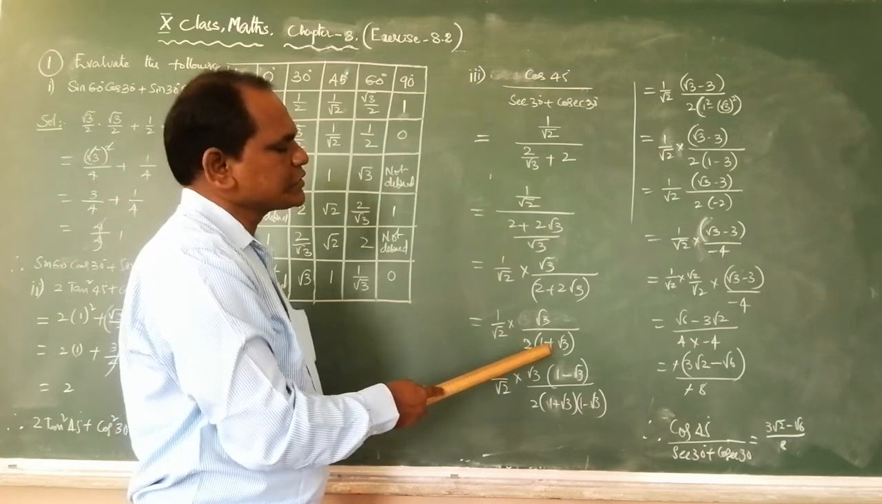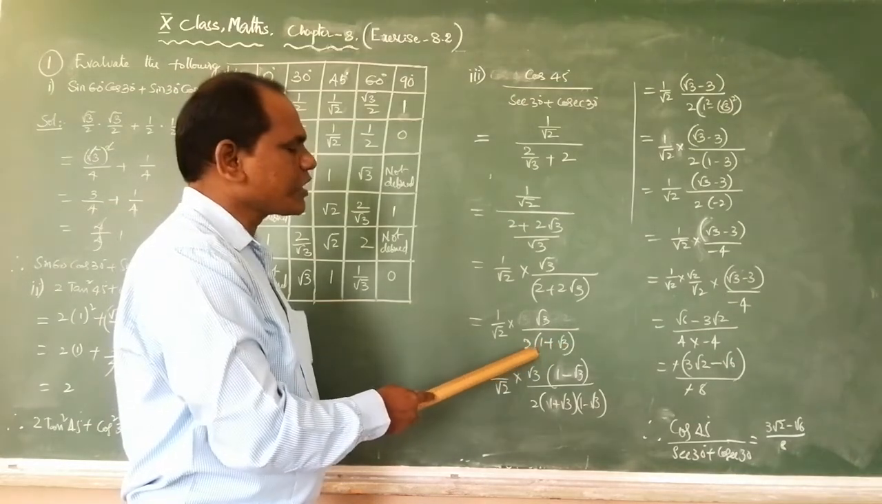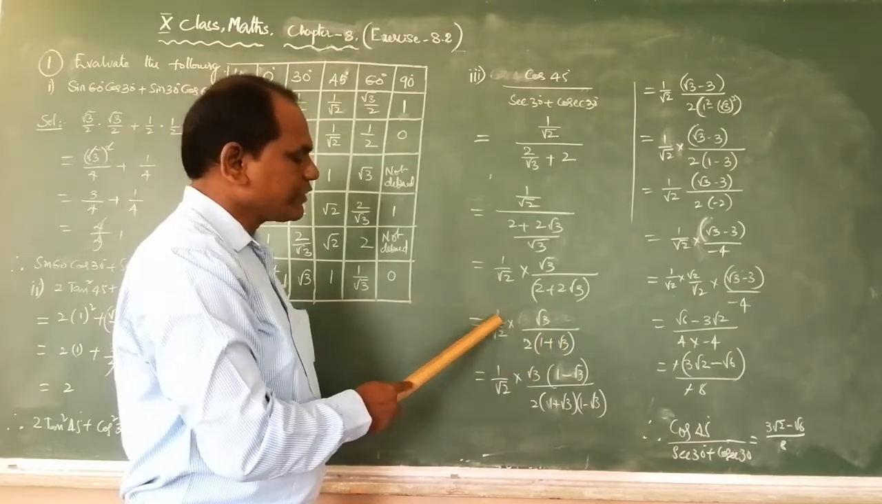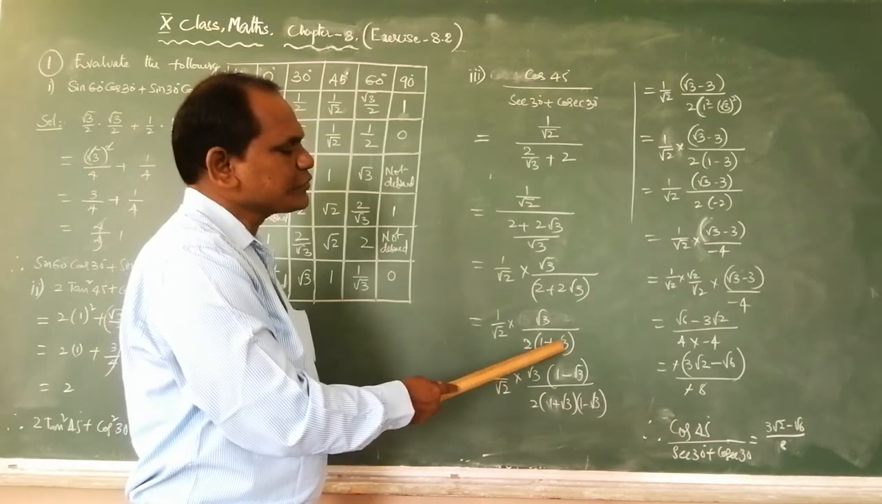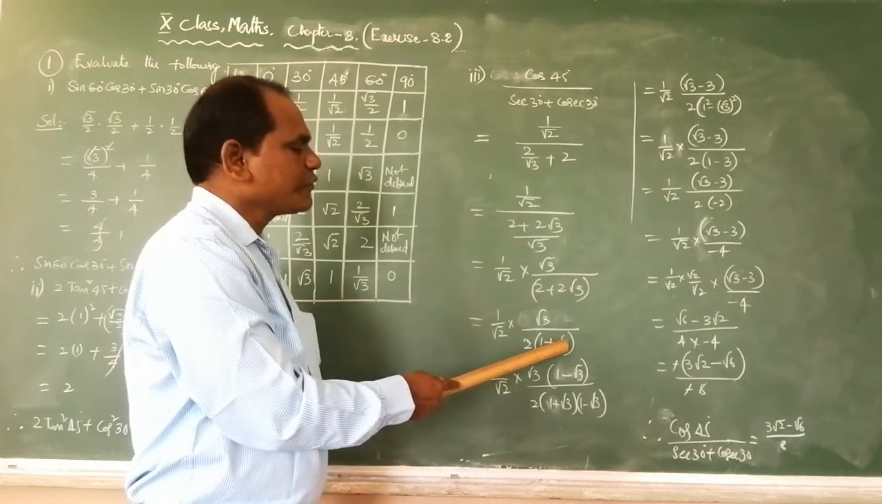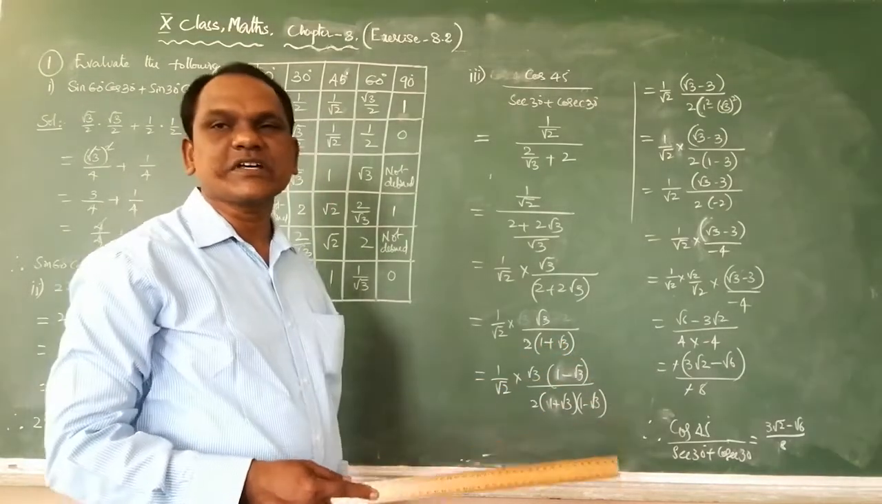2 into plus, 2 into root 3, 2 root 3. That's why 2 is common, 1 plus root 3. Here 1 by root 2 and root 3. Here it is the 1 plus root 3 rationalizing factor. What is the rationalizing factor of 1 plus root 3?